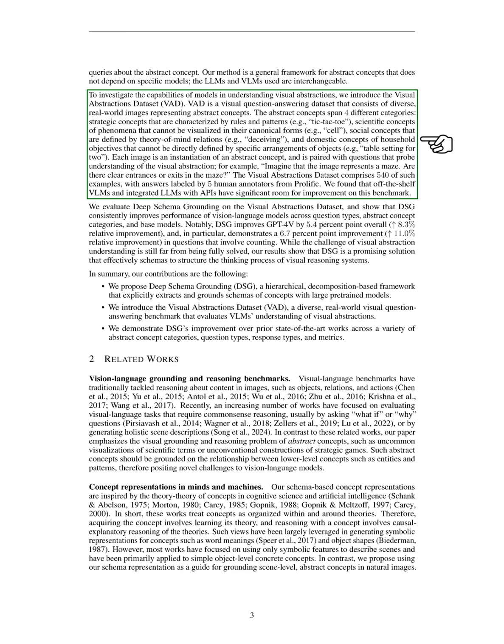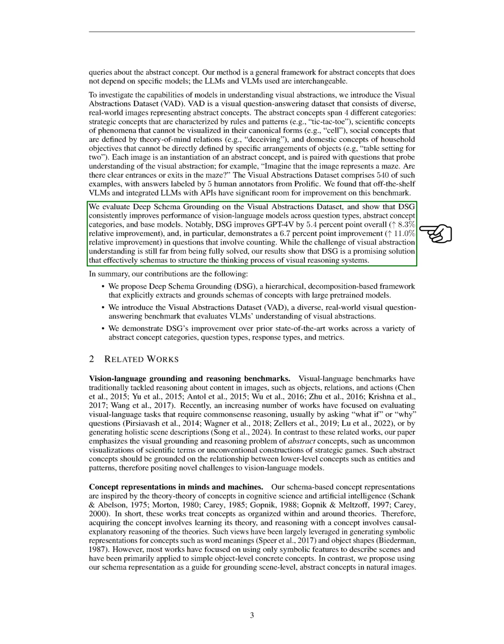To evaluate how well models understand visual abstractions, we introduce the Visual Abstractions Dataset, VAD, which includes a variety of real-world images representing abstract concepts across 4 categories: strategic concepts, scientific phenomena, social relations, and domestic objectives. Each image is paired with questions that test understanding of the abstract concept, such as asking if there are clear entrances or exits in a maze. Our findings indicate that existing VLMs have significant room for improvement on this dataset.